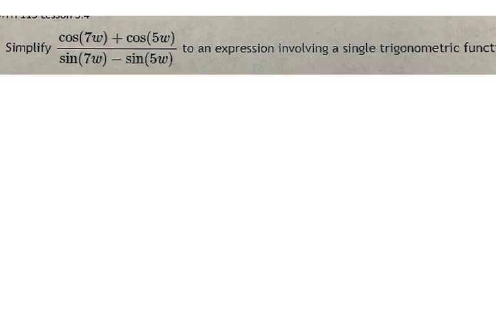Right, when I look at this, simplify cosine of 7 omega plus cosine of 5 omega, all over sine of 7 omega minus sine of 5 omega. It's gotta be a W, right? That's the omega, yeah. Omega. We can call it W. Is it a W? No, it's too squiggly. That's definitely an omega. I think it's a W. Fancy W.